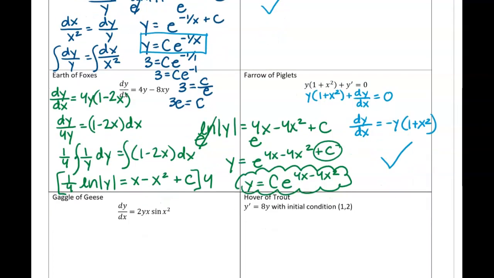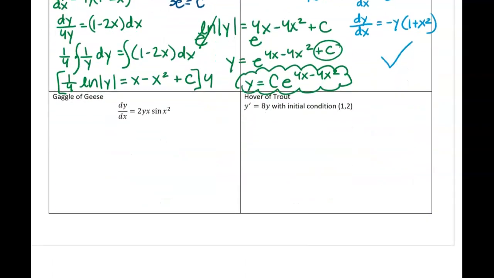Let's see. This is a good one to do together. The gaggle of geese problem. So dy dx equals 2y x sine of x squared. All right, I'm going to divide by 2y and multiply by dx. So I'll have dy over 2y equals x sine of x squared. I'm just going to put that in parentheses so we remember it looks like that, dx. And then we will integrate.